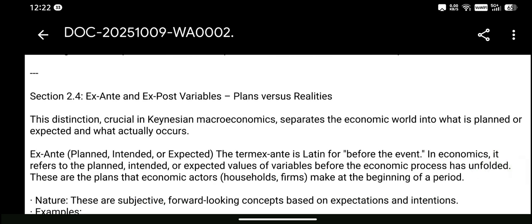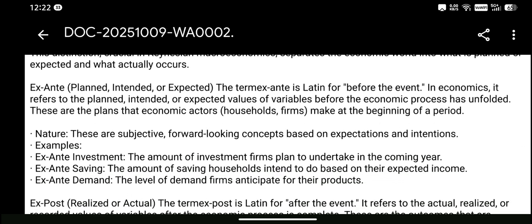Section 2.4: ex ante and ex post variables, plans versus realities. This distinction is crucial in Keynesian macroeconomics. It separates the economic world into what is planned or expected and what actually occurs. Ex ante: planned, intended, or expected.